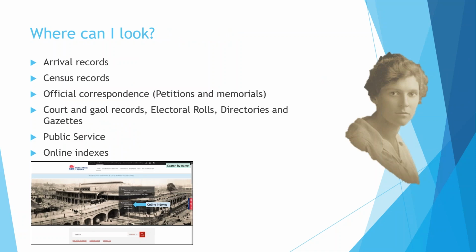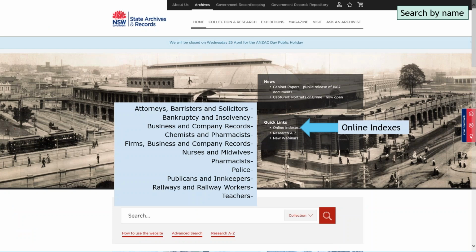We come to our main finding aids now. Online indexes is on our main page. And when you go through to online indexes, you can see a wide range of occupations. I've made a list for you today: attorneys and barristers, and bankruptcies, and business, and chemists, and firms, and nurses, and pharmacists, police, publicans, and railway workers and teachers at the current time.